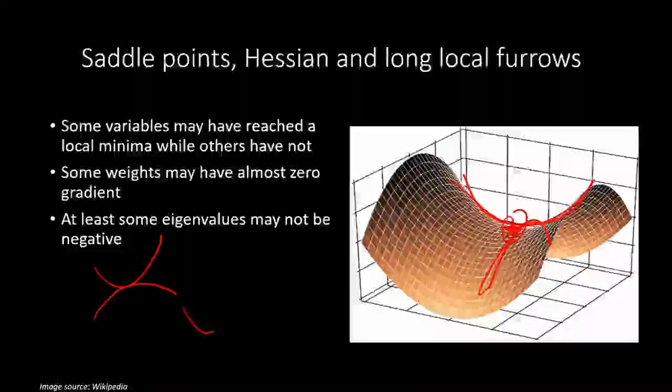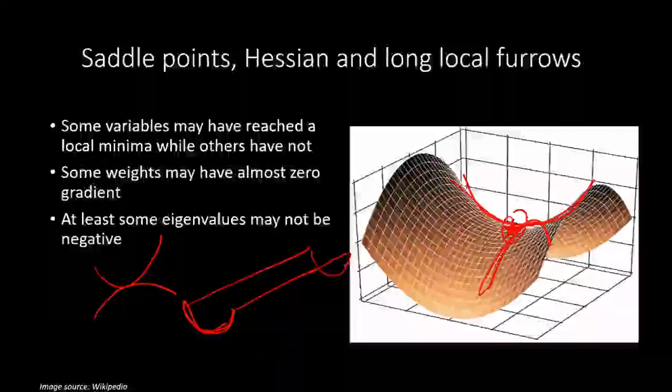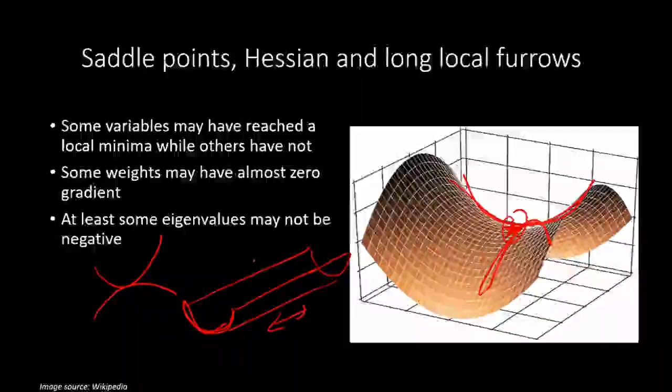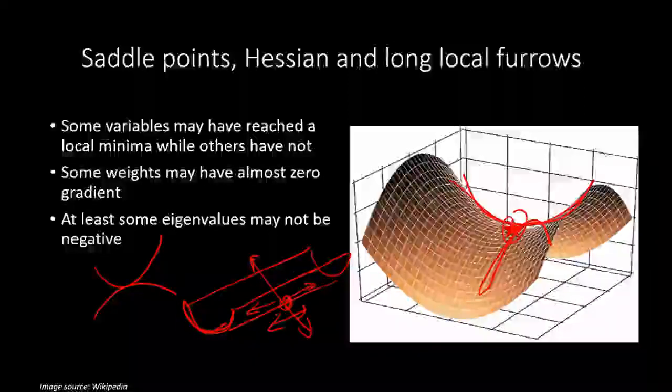Another could be that we have long furrows. So think of half a pipe, like a drain pipe, right? In one direction we have almost zero gradient. In the other direction, the transverse direction, we have a minima. So here also we can get stuck. We don't know whether to go here or here in that drain, right? So let's say this drain is flat, not sloping. And so these are the more interesting points.